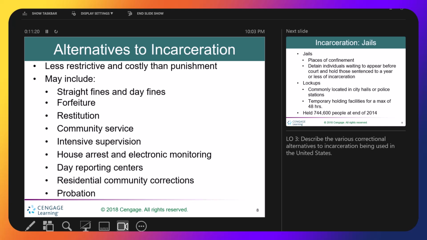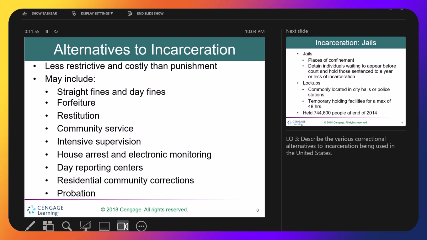Day reporting centers, where they have to go and report to these centers each day. That's what they've been sentenced to do and they're required to do. Residential community corrections. You have some residential facilities where, for example, someone gets to go to work every day, but every night he's got to go back to the residential community corrections and spend his nights in jail.